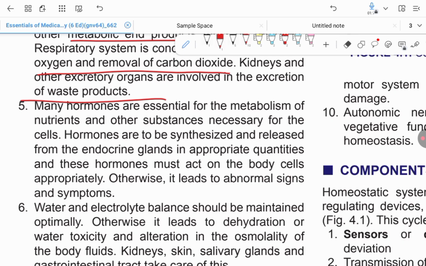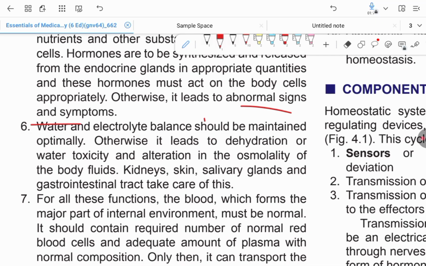Hormones are to be synthesized and released from the endocrine gland in the appropriate quantity, and this hormone must act on the body cell appropriately, otherwise it leads to abnormal signs and symptoms. So water and electrolyte balance should be maintained optimally. Water contained in the body should be maintained. Okay, electrolyte balance also should.